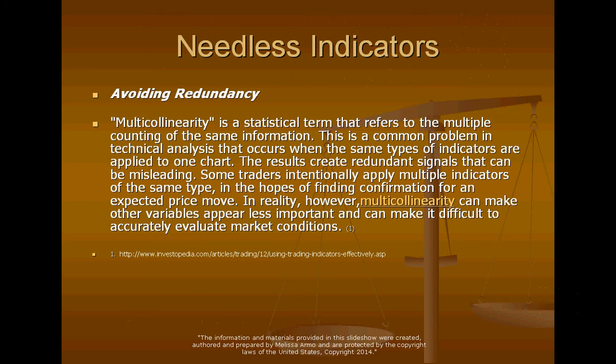The results create redundant signals that can be misleading, and some traders intentionally apply multiple indicators of the same type in the hopes of finding confirmation for an expected price move. In reality, however, multicollinearity can make other variables appear less important, like the price of the stock that you should be taking or not taking at all, and can make it difficult to accurately evaluate market conditions.